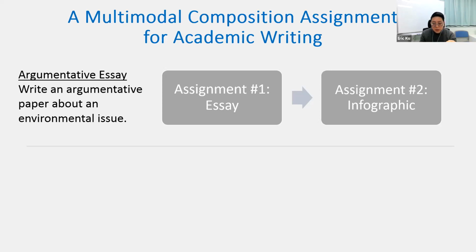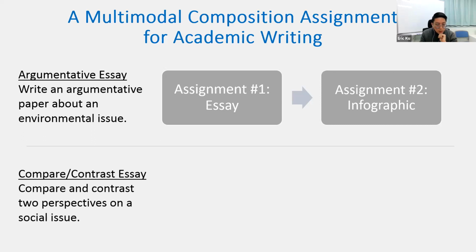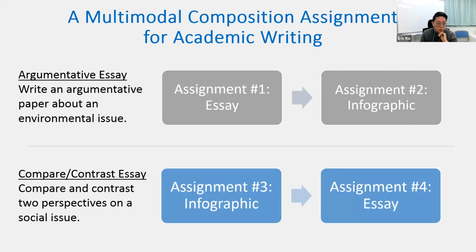The topic of assignment 2 was supposed to be the same as assignment 1, and the information and content were more or less supposed to be the same. But they were supposed to convert something text-based into something more visual, things that included pictures and colors, something multimodal.